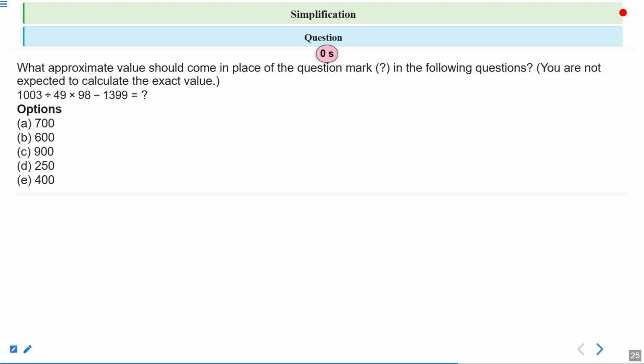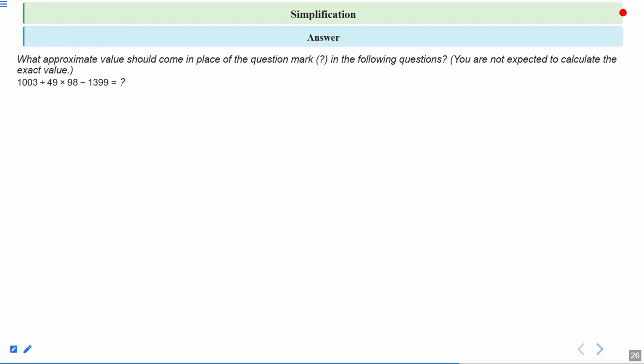Now time's up. Let's see the solution of this question. The question is 1003 divided by 49 multiplied by 98 minus 1399, and we need to calculate the value of this equation. We know that in this question we use approximations, and these are basic simplification questions. The correct answer of this question is B, which is 600. Now see the detailed solution using concept 3.3 in this question.